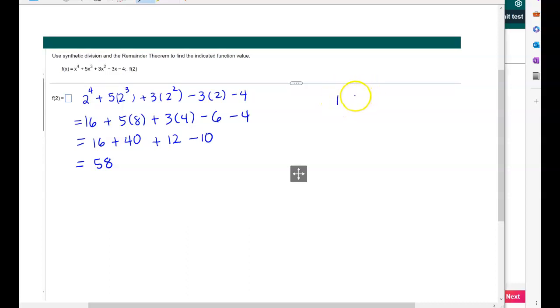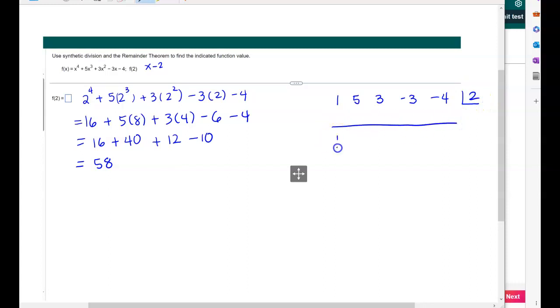So let's write down the coefficients. So you have 1, 5, 3, negative 3, and then negative 4. So these are the coefficients. 1 is the coefficient for the leading term. So 1 is the coefficient for x to the 4th, and then 5 for x cubed, 3 for x squared, negative 3 for x, and then negative 4 is the constant. Then you place here the value. So this one is, we're dividing this by x minus 2. So you're going to get that value, that 2, then write that here.